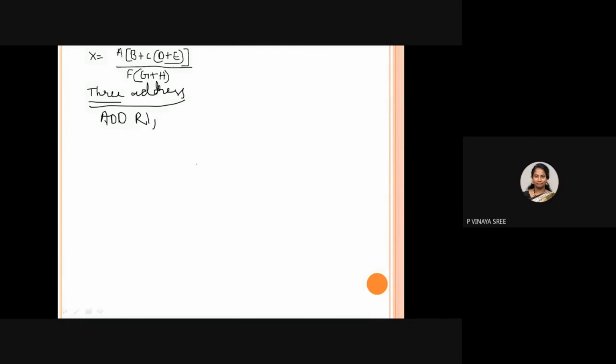What I want to do is go to memory location D and get the data, and go to E, perform an addition, and store the result inside R1. So D comma E. What does this indicate? In R1, D plus E. Yes.